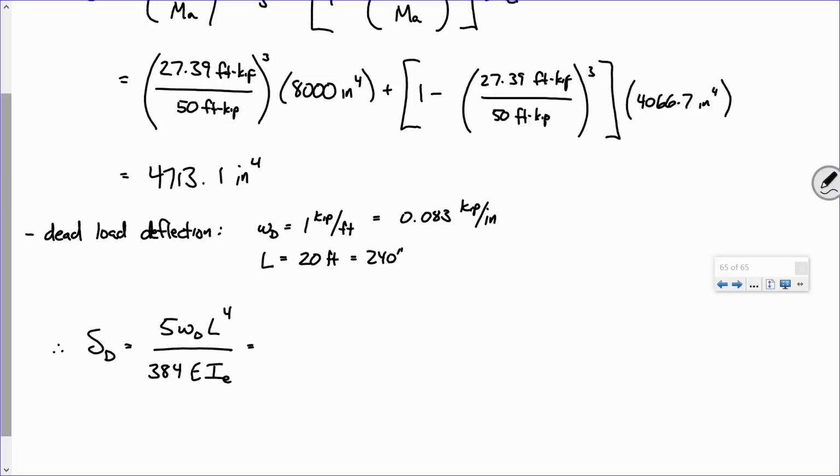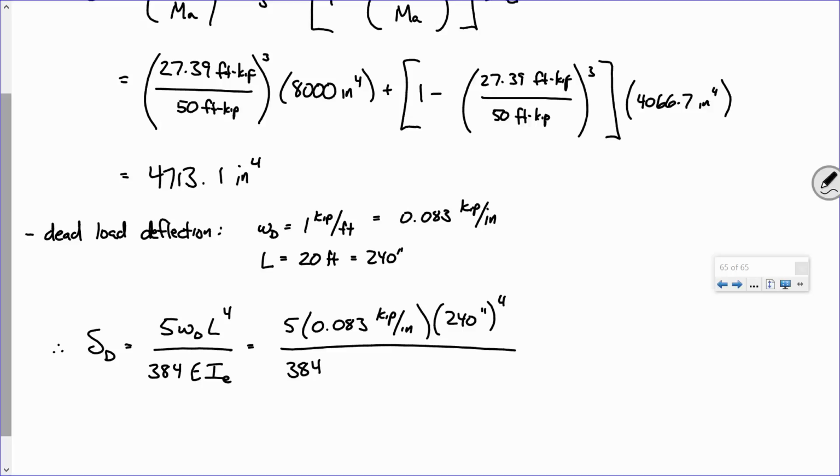All right, so we plug and chug. We've got 5 times 0.083 kips per inch times 240 inches, not squared, raised to the fourth over 384. What's E? That's probably a good question. Now that would be if it was steel. This isn't a steel beam. It's a concrete beam. So what is E?